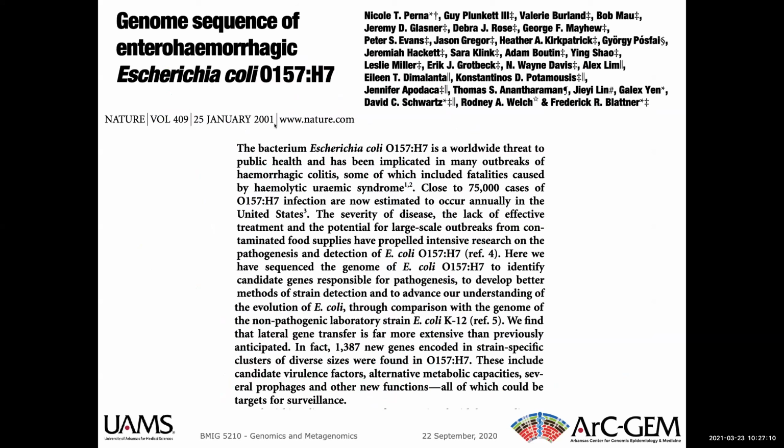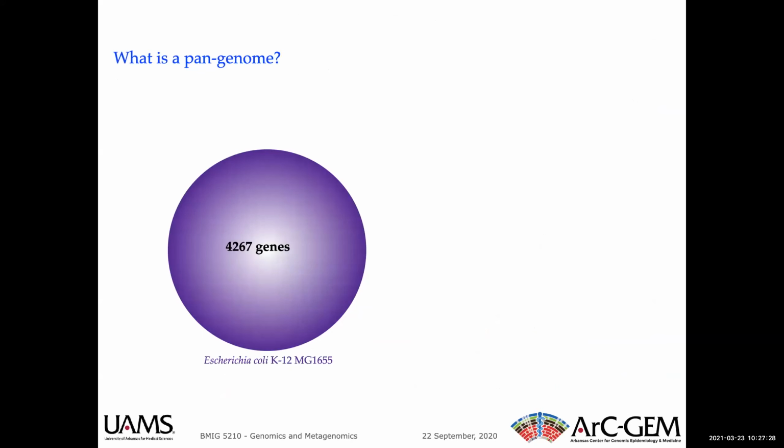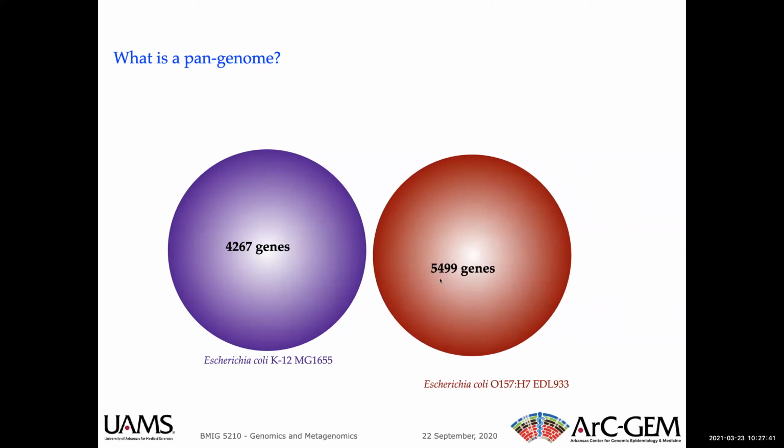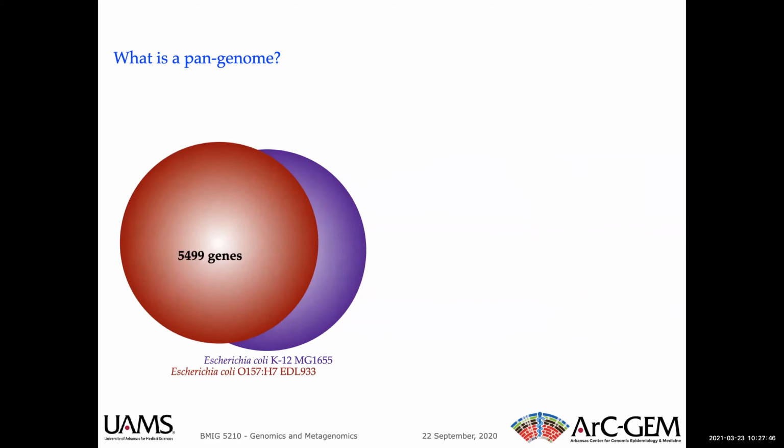In 2001, 4 years later, they published another E. coli genome. And the interesting thing with this one is it's the same species, Escherichia coli, but it has 1,387 new genes, which was really surprising. So what you could do is compare, here's the first E. coli, a common laboratory strain called K12, isolate MG1655, the first one that was sequenced, and it has 4,267 genes. Now, the second E. coli they sequenced has 5,499 genes.